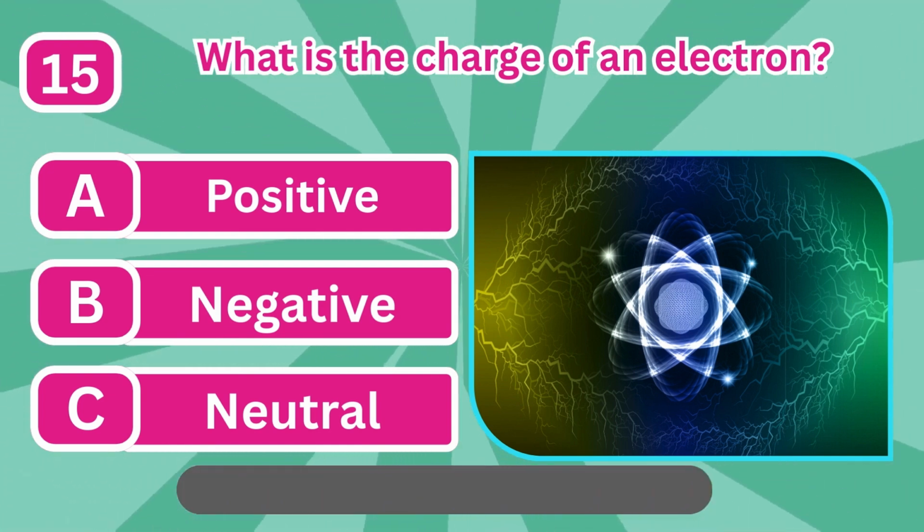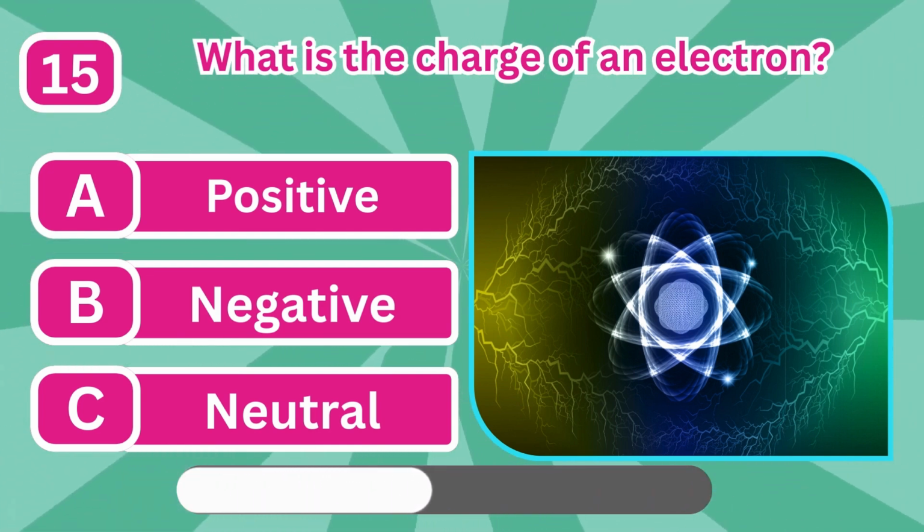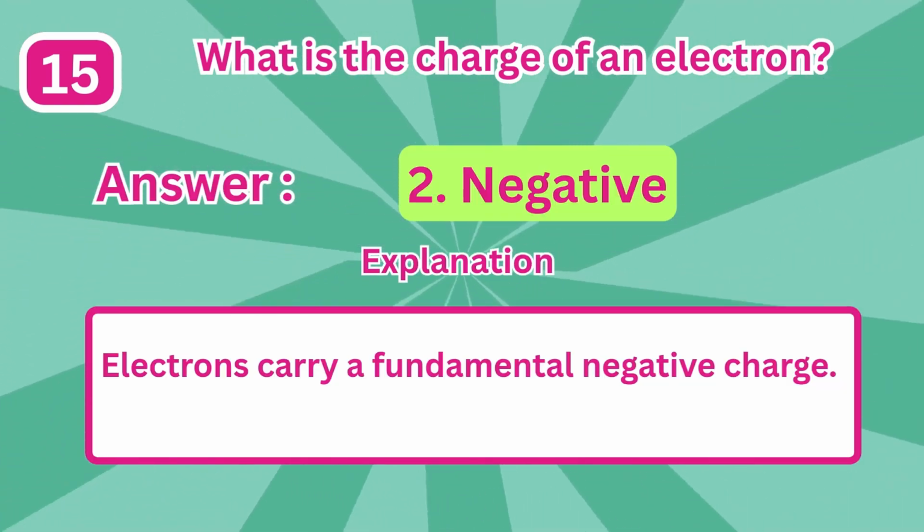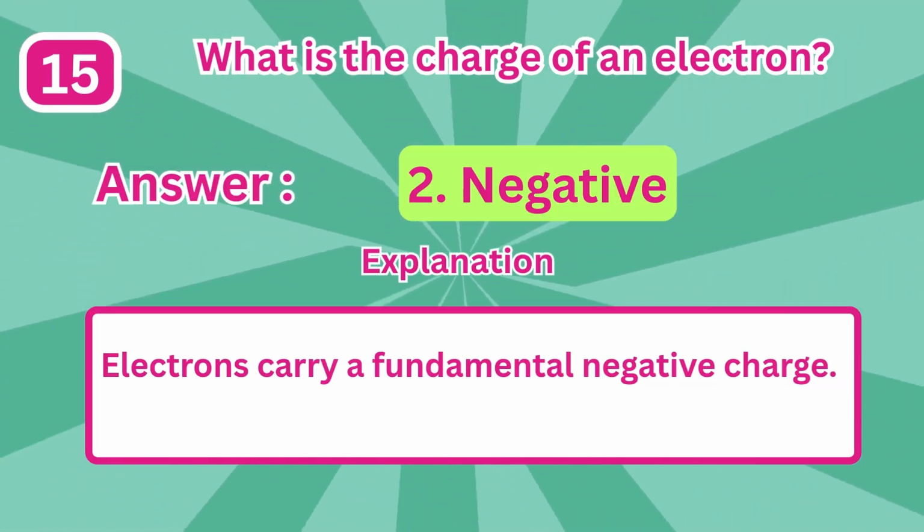What is the charge of an electron? Two. Negative. Electrons carry a fundamental negative charge.